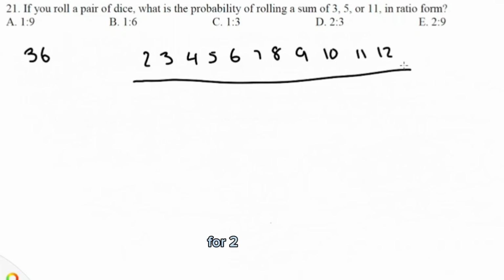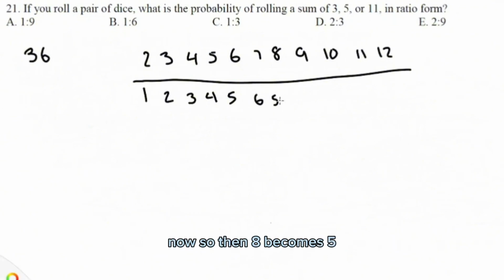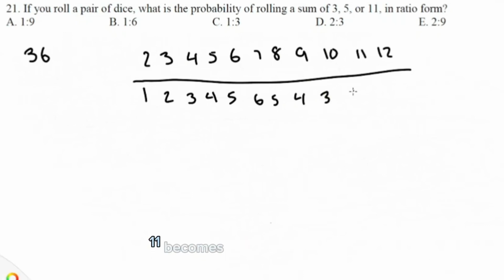For 2, it's just 1. For 3, it's 2. For 4, it's 3. For 5, it's 4. For 6, it's 5. For 7, it's 6. And then it goes back down now. So 8 becomes 5, 9 becomes 4, 10 becomes 3, 11 becomes 2, and 12 becomes 1.